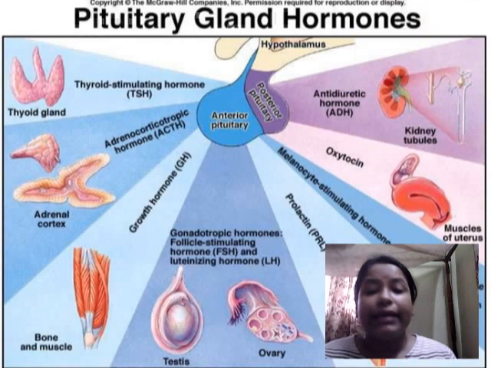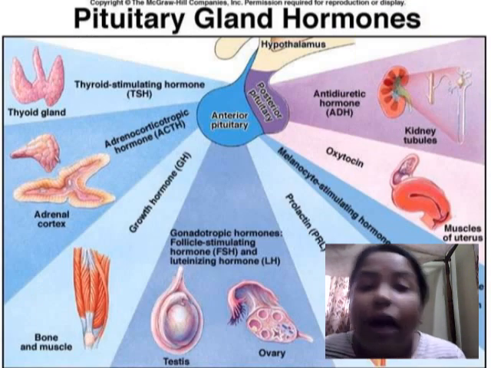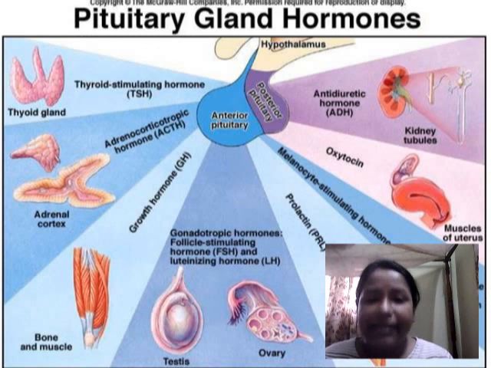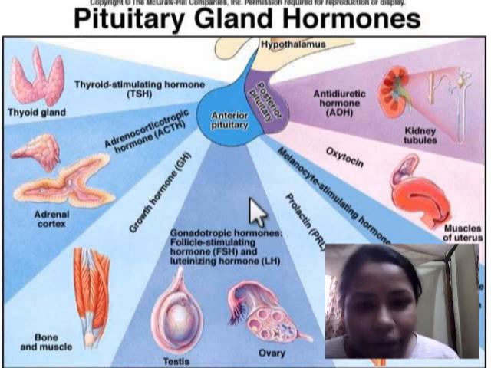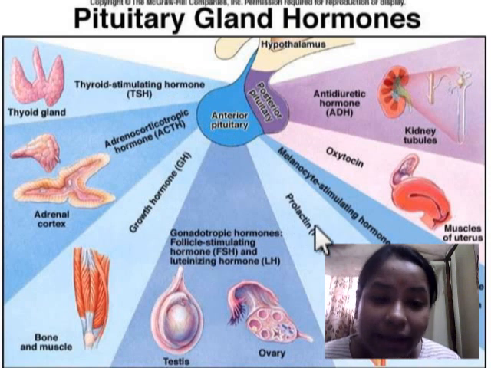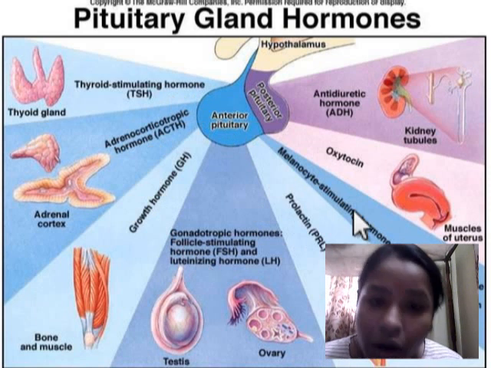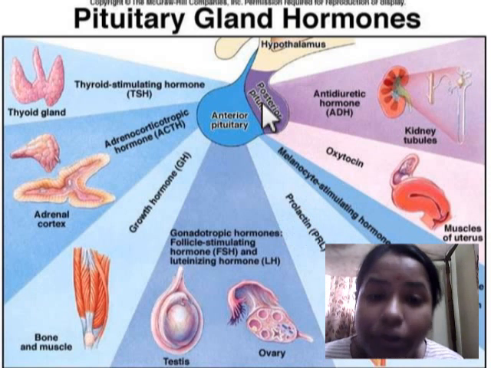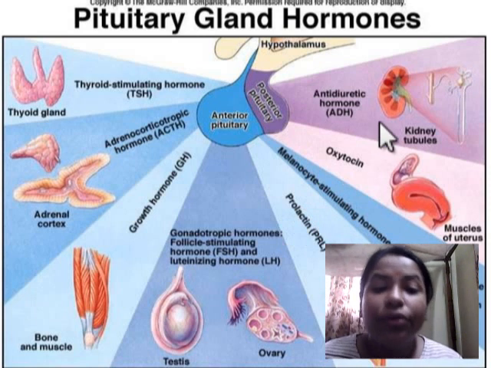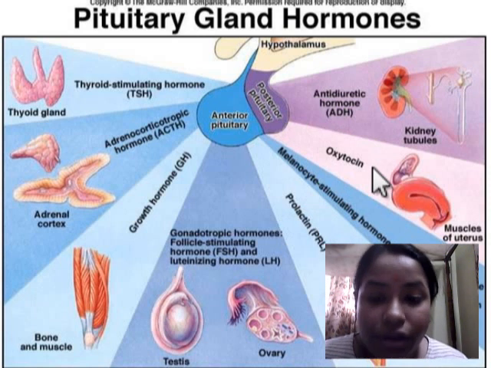Next one is the hormones secreted by our pituitary gland as a whole. Our anterior pituitary secretes thyroid stimulating hormone, adrenocorticotropic hormone, growth hormone, gonadotropic hormone, prolactin, and melanocyte stimulating hormone. Whereas our posterior pituitary part only secretes antidiuretic hormone and oxytocin hormone.